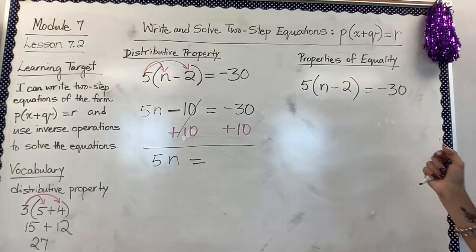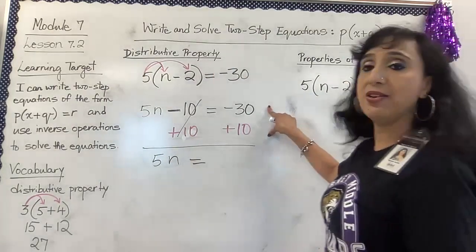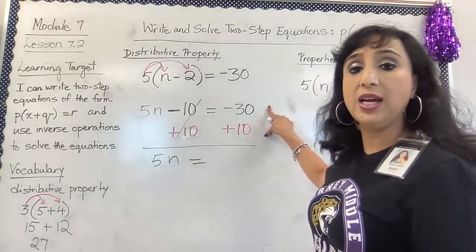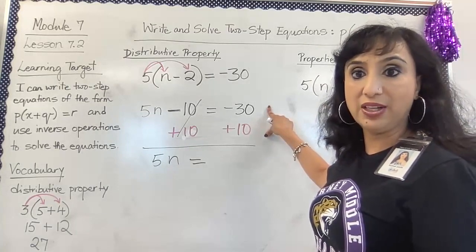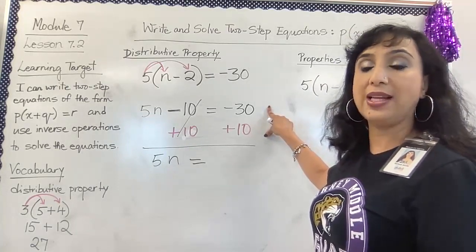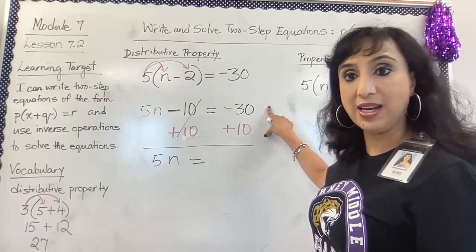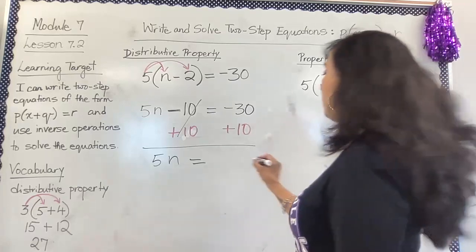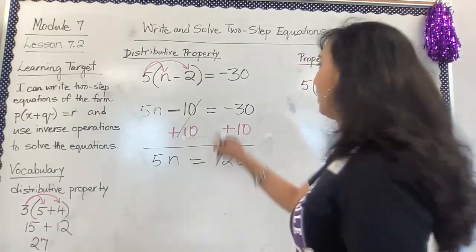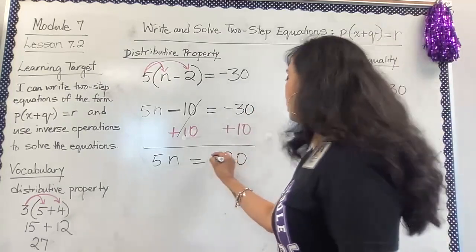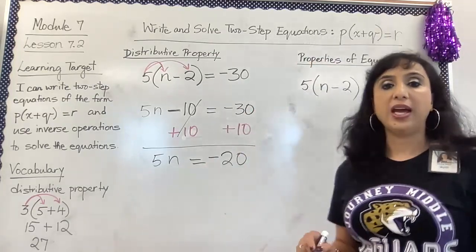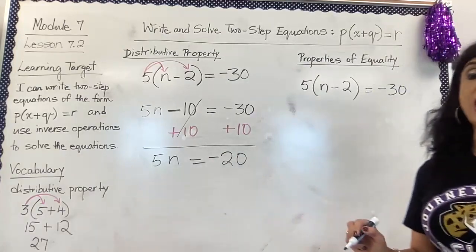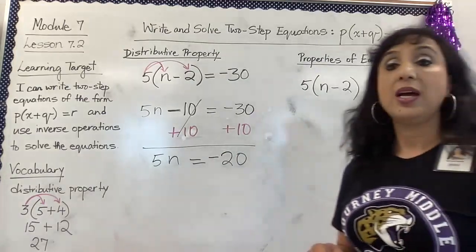now look, we have opposite signs. So we take the absolute values of each. That means I'm going to do 30, because the absolute value of negative 30 is 30, and I'm going to subtract the absolute value of 10, which is 10. So 30 minus 10 gives me 20, and the sign in front of the bigger number is going to be negative. So negative 20. So now I have a one-step equation.